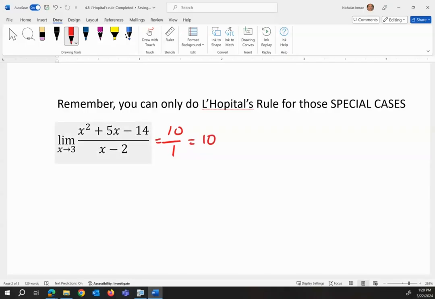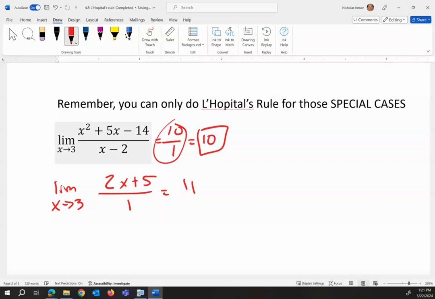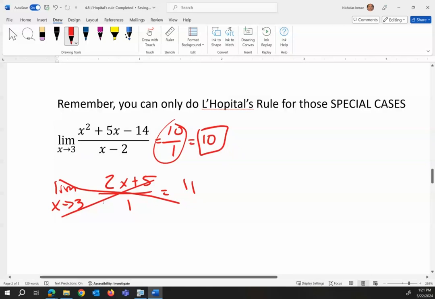But if you're just not paying attention and you don't get that 0 over 0 thing, and you just try to do it, 2x plus 5 over 1. If you plug in 3 now, 6 plus 5, that's 11. Okay. So if it doesn't give you 0 over 0 or infinity over infinity, you can't do the derivative of the top and the bottom. It only works for those special cases. So don't do it if you don't get infinity over infinity or 0 over 0.